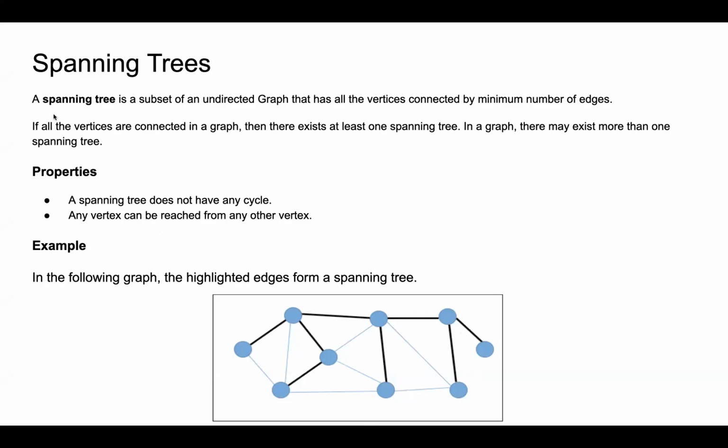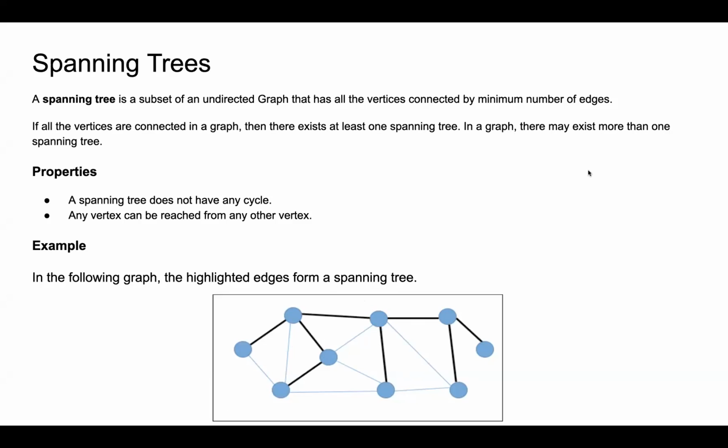We'll see this in proper statements: if all the vertices are connected in a graph, then there exists at least one spanning tree. All the vertices are connected in this graph. This graph is whole, and these blue lines are also there in the graph. But for a graph in which all the vertices are connected, at least one spanning tree exists. There exists at least one spanning tree in all such graphs.